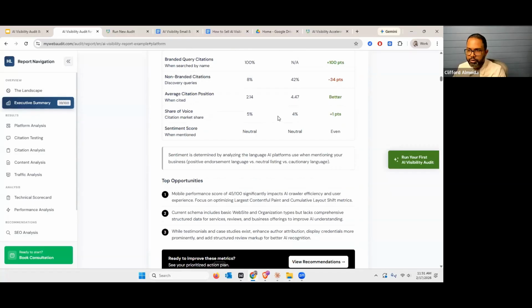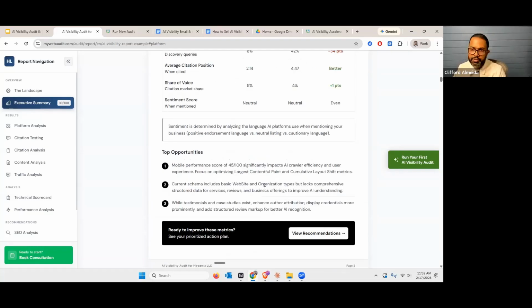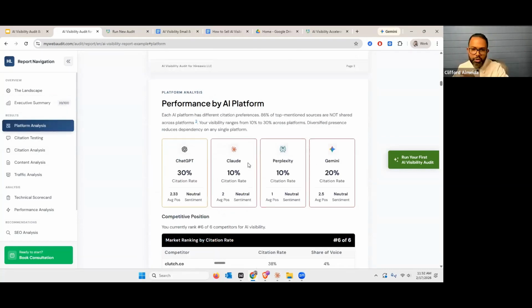Share of voice is meant to be low because it's across dozens of companies. And then the sentiment score here: is it positive, negative, or just neutral? Sometimes they might say really bad reviews, not trustworthy, or it might say rated number one, XYZ. That's what that overview looks like.